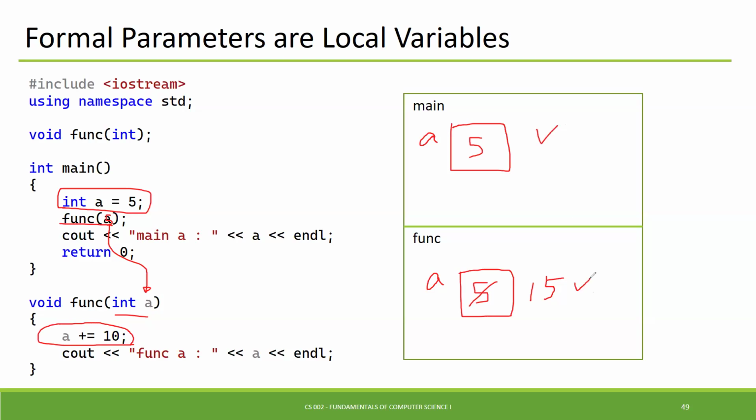Because they are totally different spaces. So in the func, you will get 15. In the main, you will get 5.